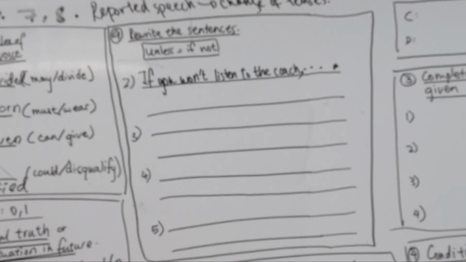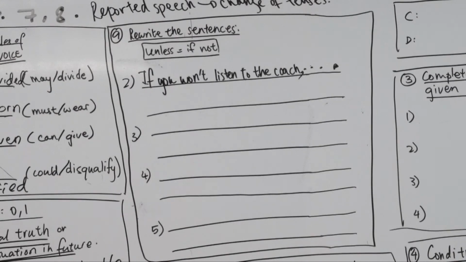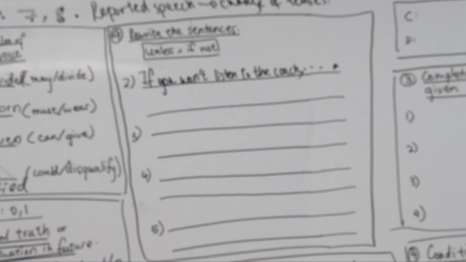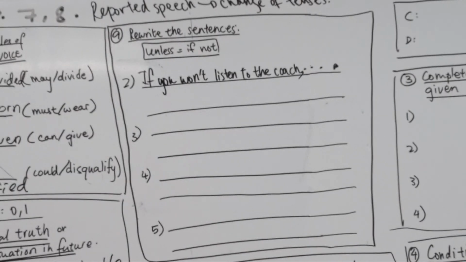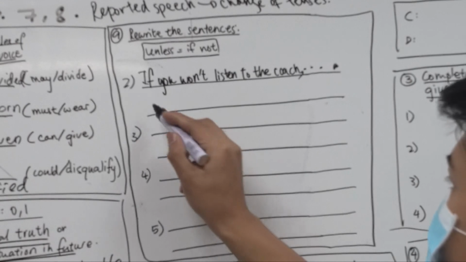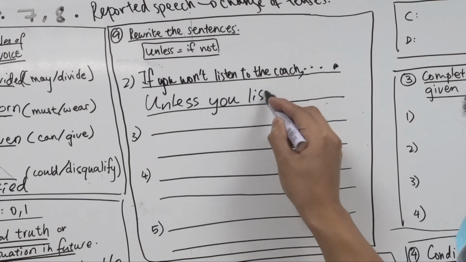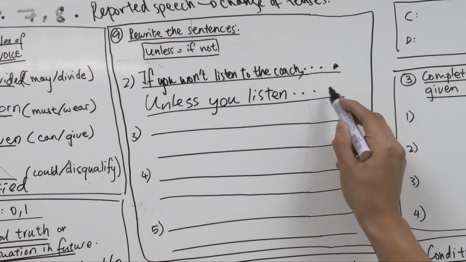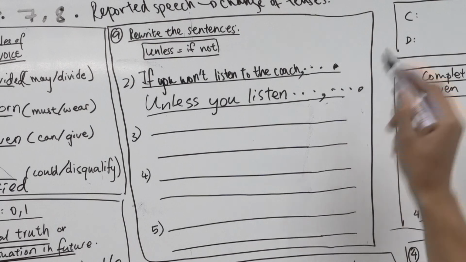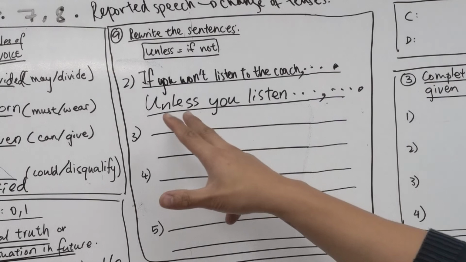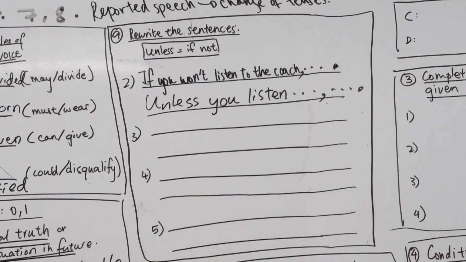All right, Lavina, could you do the unless part? For number 2, unless you listen to the coach, you won't know what to do. Very good. So unless you listen to your coach, comma, you won't know what to do. Full stop. Good work. So unless already has the negative meaning of not, right? So you don't need to put unless you won't, right? Unless you won't is another meaning, right?